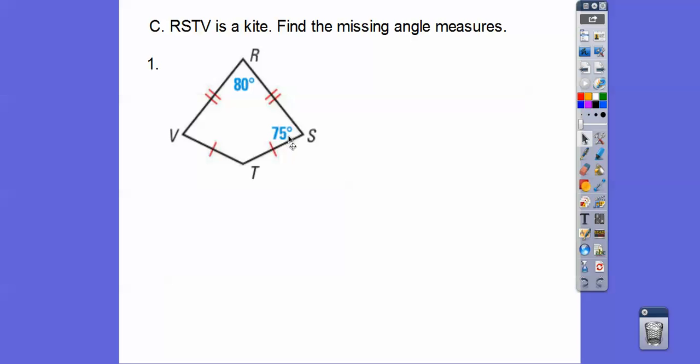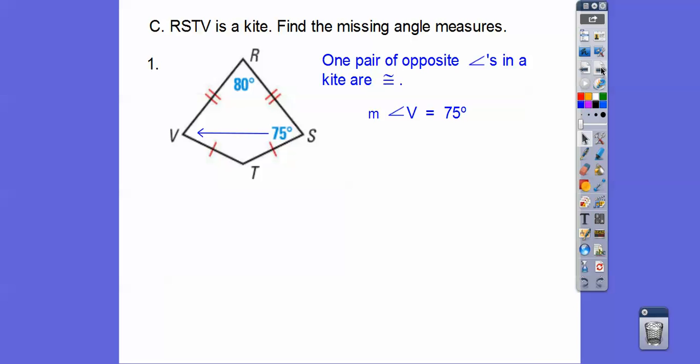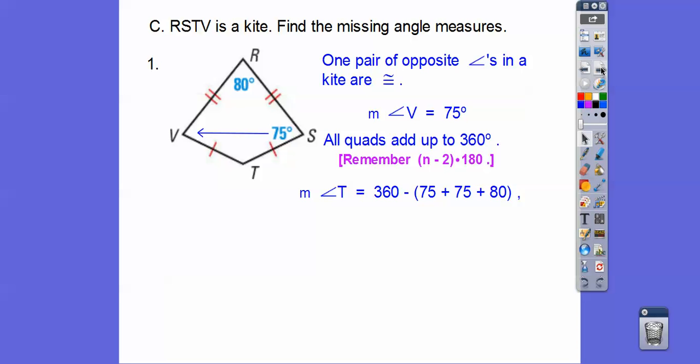Anyways, on a kite, these angles are always the congruent ones, okay? So there's one pair of congruent angles, so V is 75, and then we add them up to get T for 360 right there, okay? So as long as we did that right, we get 130. All right, try it with this one.